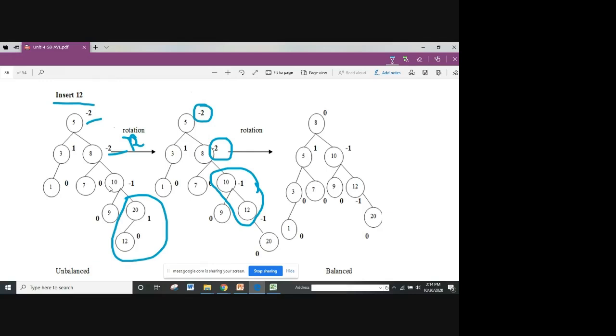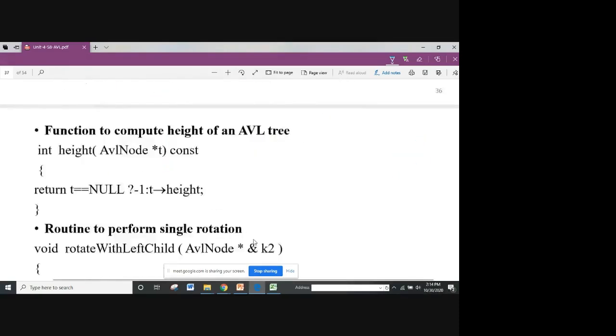So normally most of the trees you will get like this only. Either it will be zigzag or it will be in a straight line. When it is in a skewed line, one rotation is enough. When it is one right and one left, then there is a need for double rotation. So now when you check, yes, it is balanced. So this is what is called insertion.